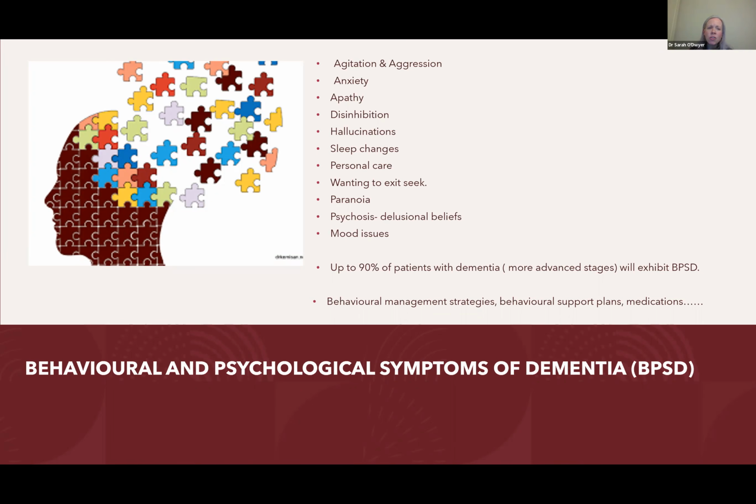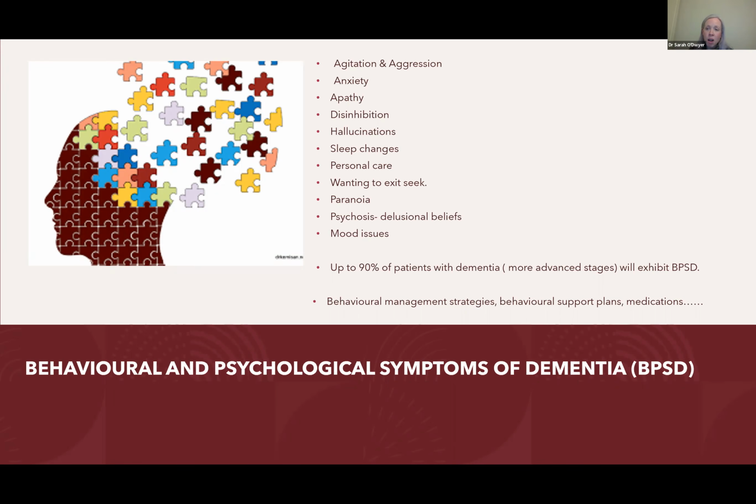And the main features can be anxiety, apathy, disinhibition, which can cause a lot of distress, and can also sometimes lead to inappropriate or aggressive behaviors. Hallucinations, particularly in Lewy body dementia, that's quite frequent. Sleep changes, again, occur in Lewy body dementia. Difficulties with personal care, so lack of interest in wanting to shower, not wanting to change their clothes, wanting to exit seats, so looking to leave the home even though it wouldn't be safe for them to do it because they'd become really disorientated if they were to leave and they'd be at risk of misadventure.